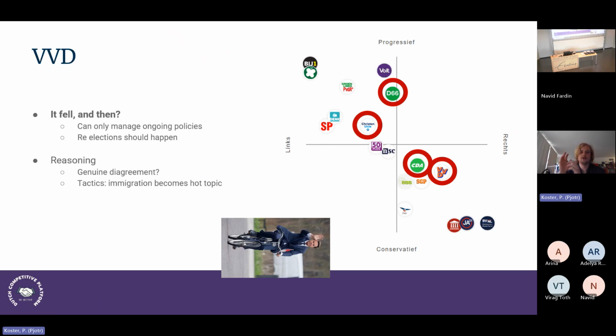Now, the reasoning why the VVD actually fell was, if you ask the VVD, a genuine disagreement where they really wanted this to happen. But others say this actually has more to do with tactics.